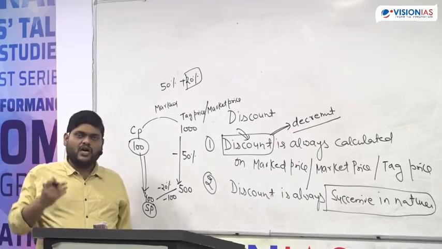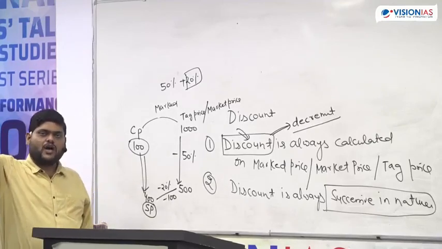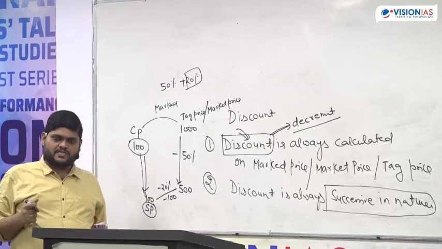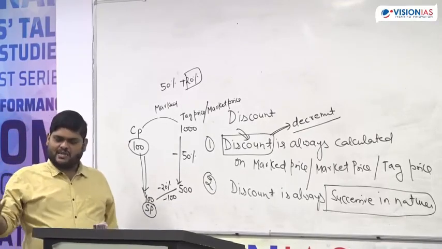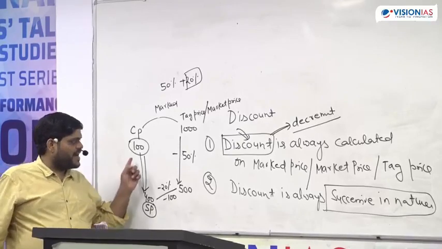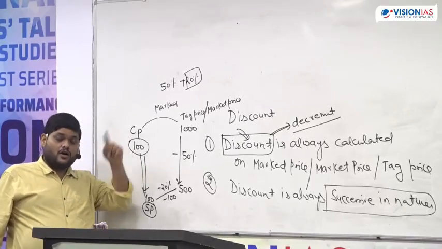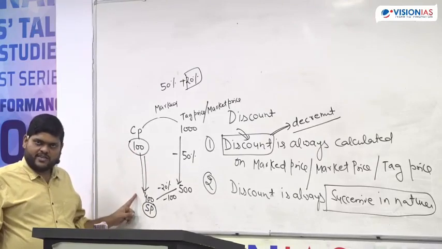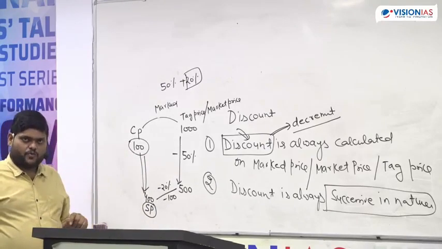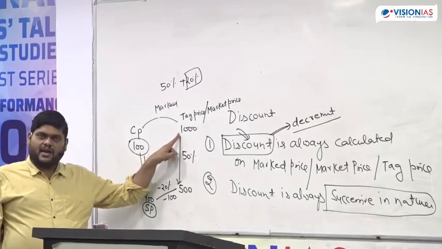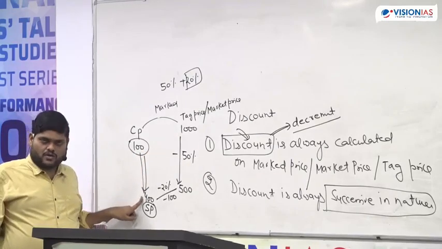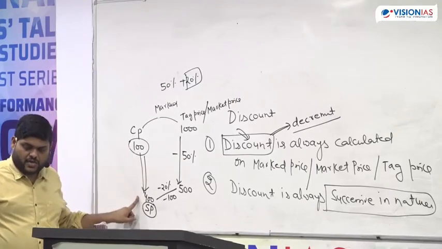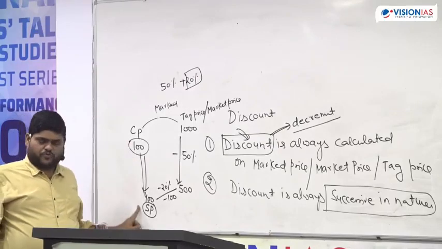What will they do? They will mark the 100 rupees shirt at 2000 rupees, and they will give you a discount of 50 plus 20%, and you will happily buy the shirt which you were getting at 150 rupees. Now the same shirt you are buying at 400 rupees, and everyone is happy. Why? The customer is happy because the customer is getting a discount. The shopkeeper is happy because the shopkeeper is getting more profit.